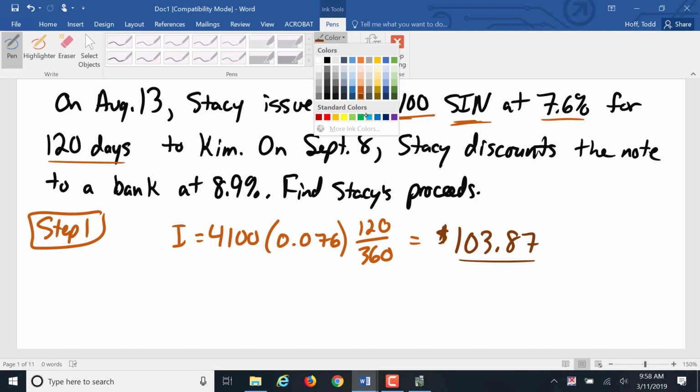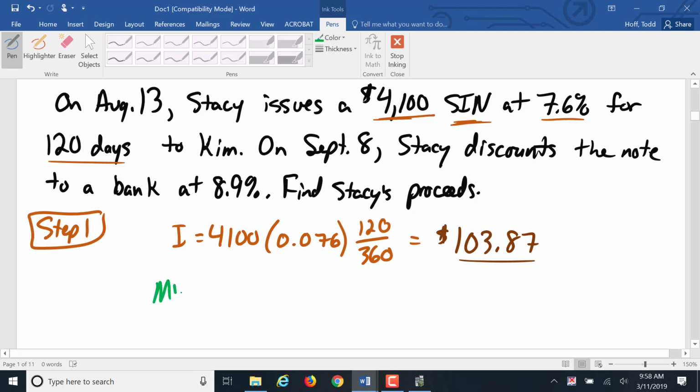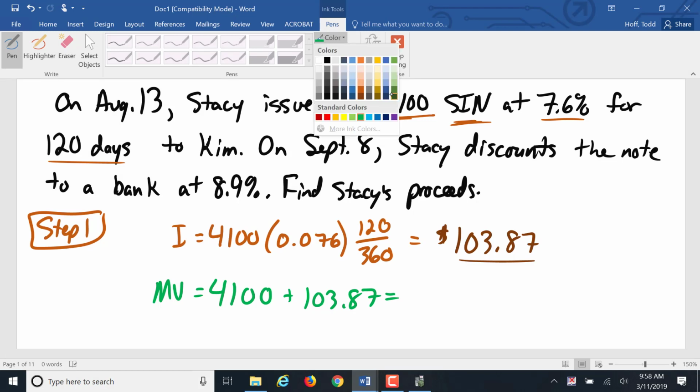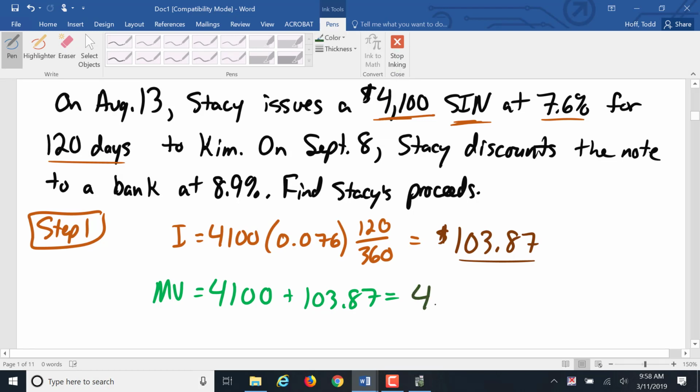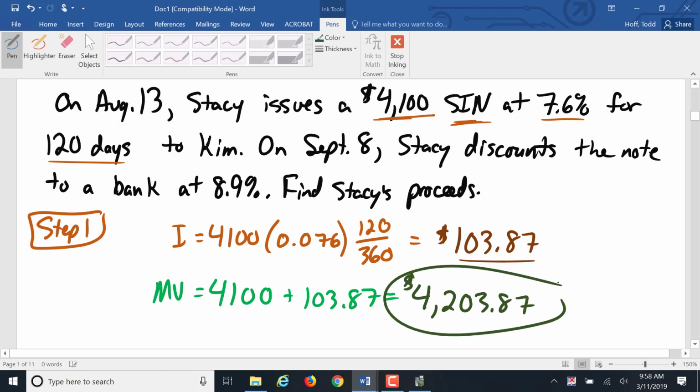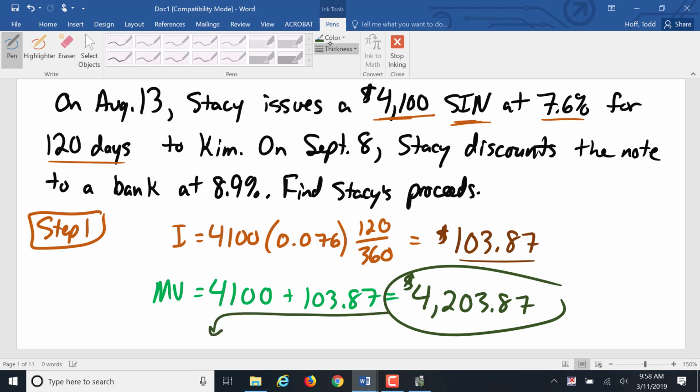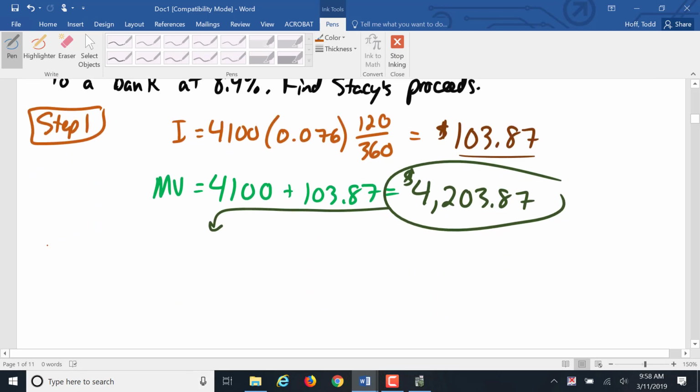So the maturity value: the original principal, $4,100, plus that interest of $103.87, gives us a maturity value of $4,203.87. Now again, that's the maturity value of the simple interest note, the original note, but it also is going to become the face value of our simple discount note.